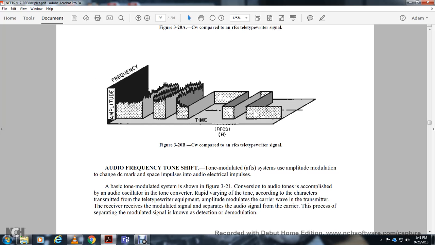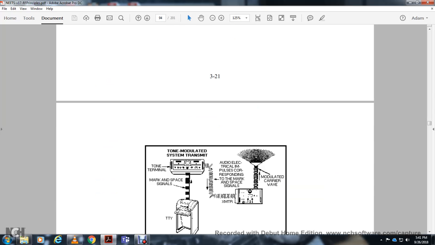The audio frequency tone shift. The tone modulated system uses amplitude modulation of the DC marks and space impulses into audio electrical impulses. Basic tone modulation, shown in figure 321, converts the audio tones, accomplished with an audio oscillator in the tone converter, rapidly varying the tone according to the characters transmitted by the teletypewriter, equivalent to amplitude modulating the carrier wave of the transmitter. In the receiver, the modulating signal is separated from the carrier, the process of separating the modulating signal being known as detection or demodulation.